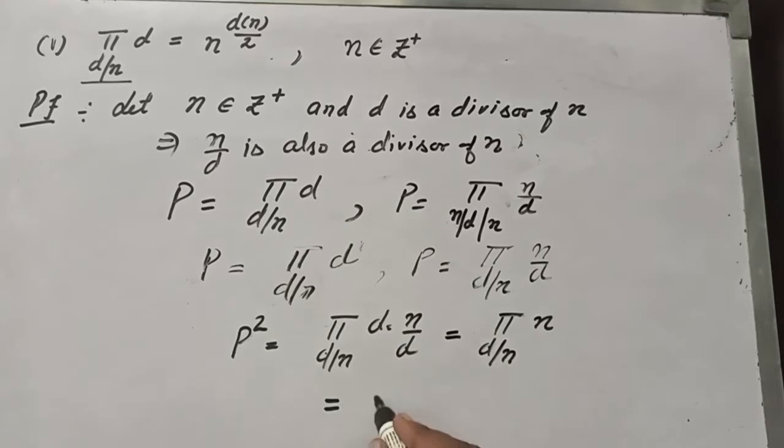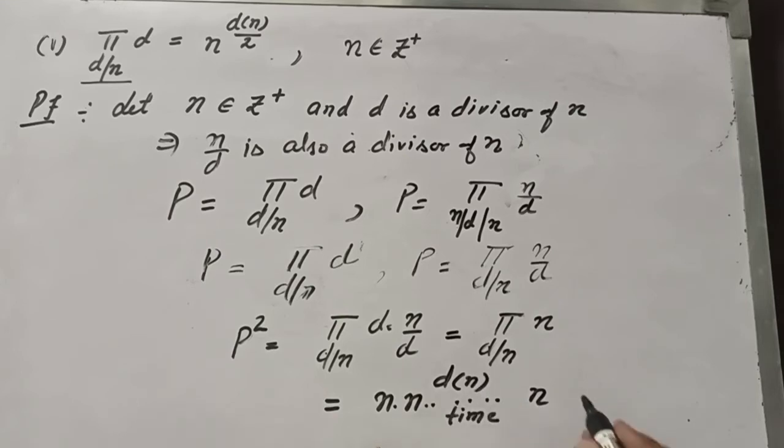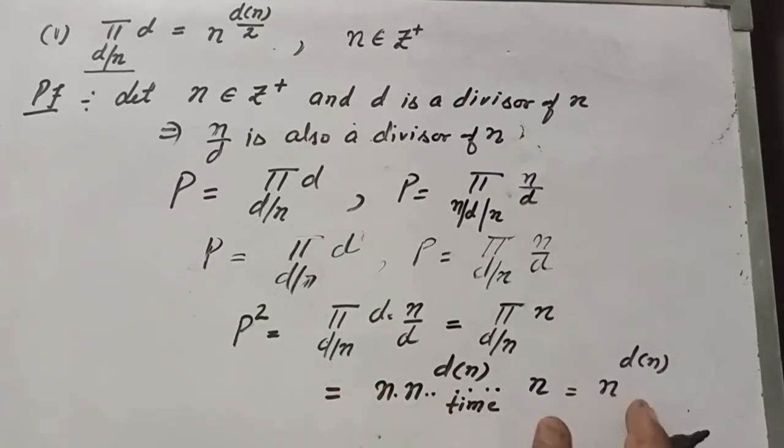So this is n into n into n, how many times? d(n) times, meaning the number of divisors. So this is n raised to the power d(n). So P square is n raised to the power d(n). Take the square root on both sides. P is equal to n raised to the power d(n) by 2 when you take the square root. So this completes the proof of the first part.